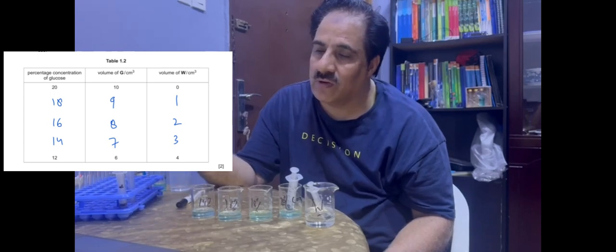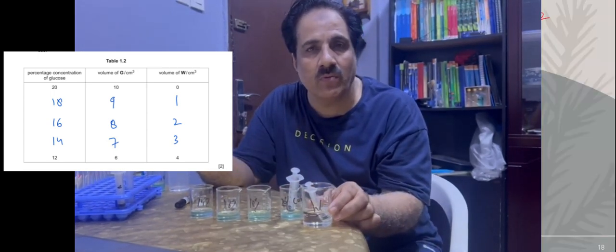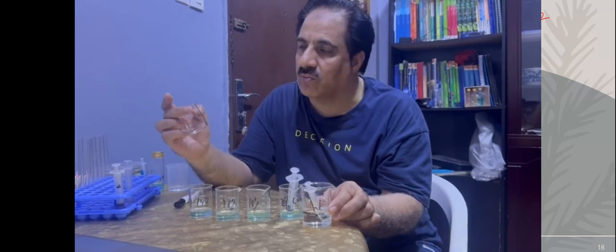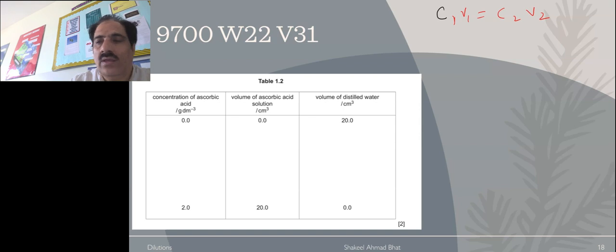Similarly, for the 12%, we will take the 6 centimeter cube of the stock solution and add 4 centimeter cube of water. That will be 10 centimeter cube of 12% solution. So there is another example where we have to make the 20 centimeter cube of the different concentrations. I have taken the example of the paper Winter 22 variant 31 over here.